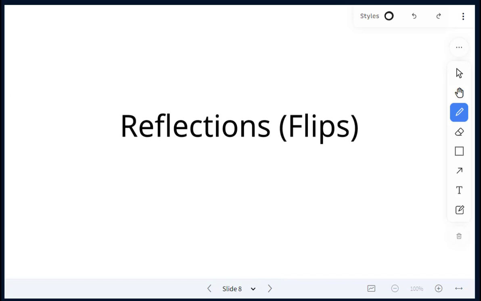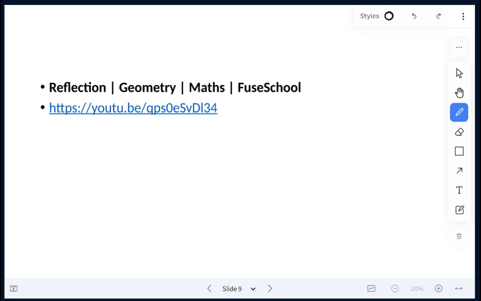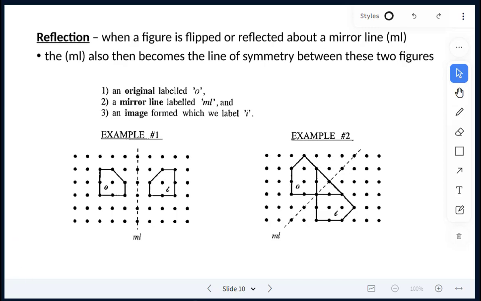Next, we'll look at reflections or flips. So for reflections, we will start by watching this quick video. Okay, so a reflection is when a figure is flipped or reflected about a mirror line. And then that mirror line also becomes the line of symmetry between the two figures. So the original here is labeled as O, the mirror line is labeled as ML, and then here's our image, the image formed after the reflection.